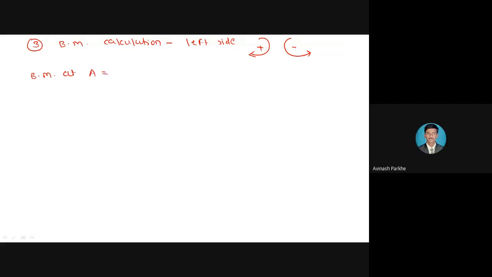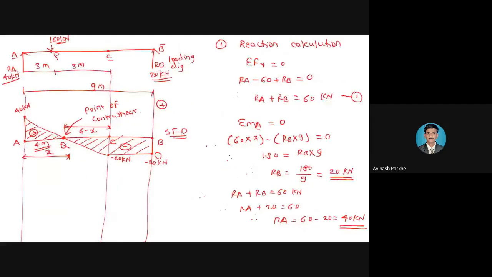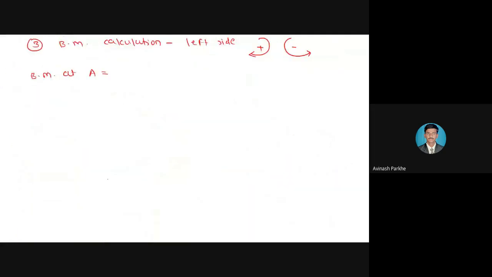0. Please keep in mind, whenever we are doing the BM calculation, at the end points of the beam, always bending moment is 0. So we need not go for any calculation part. Directly, bending moment at point A is 0, bending moment at point B is 0, because point A and point B represent the end points of the simply supported beam. So bending moment at point A, 0 kilonewton meter.